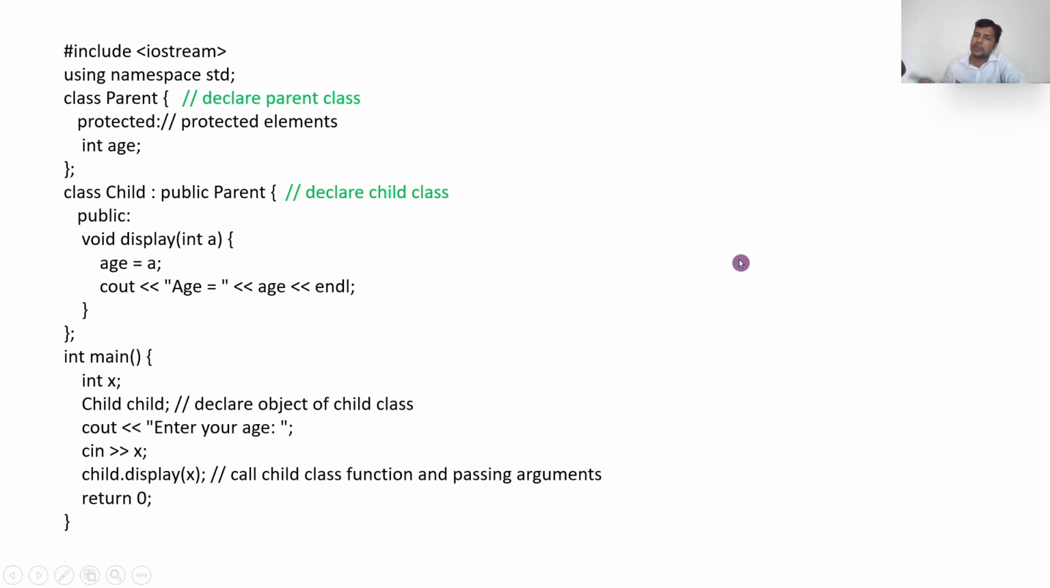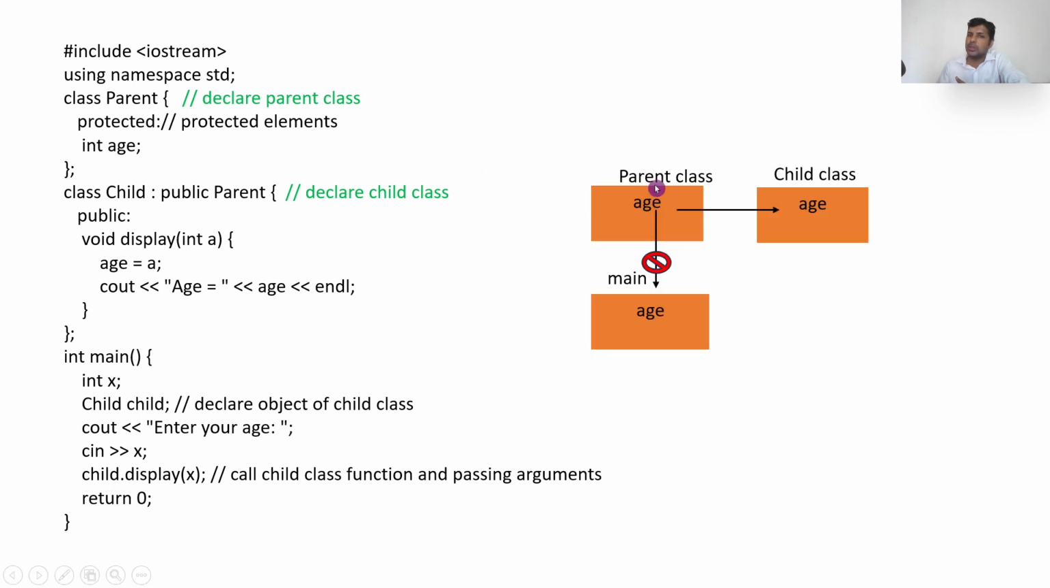Suppose we have declared some other class which is not a child class, now it cannot use it. Only what we have understood, the parent class members can be used in the child class but not in the main or some other classes. Suppose another class is trying to use it, they cannot, unless they are a subclass. Let me show you an example of this also.